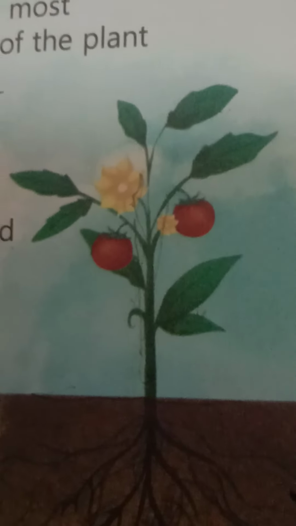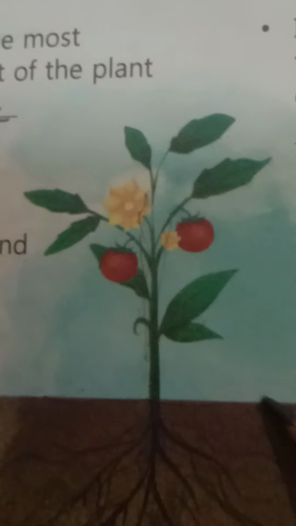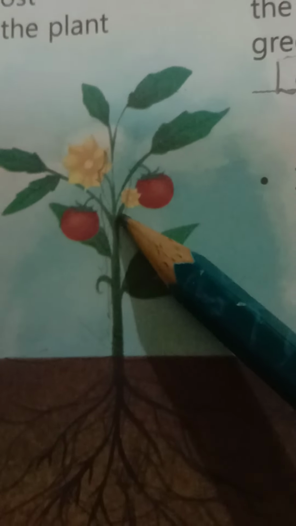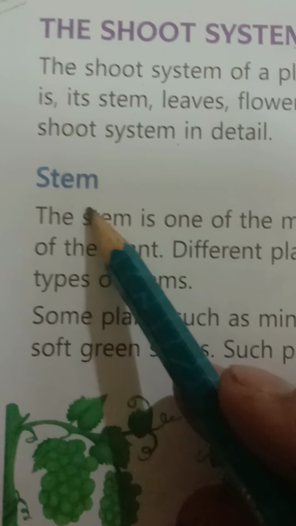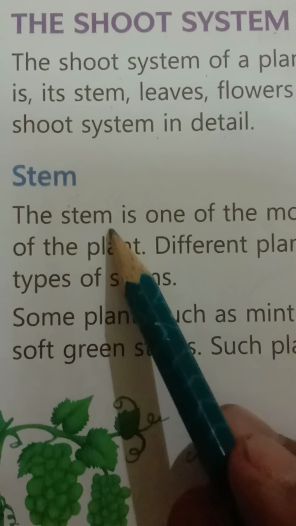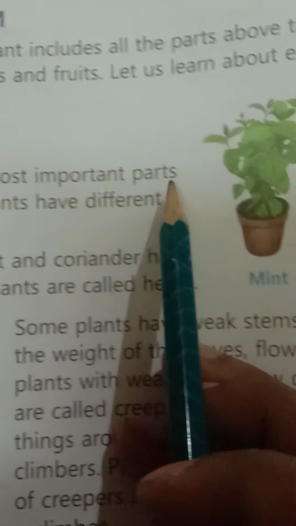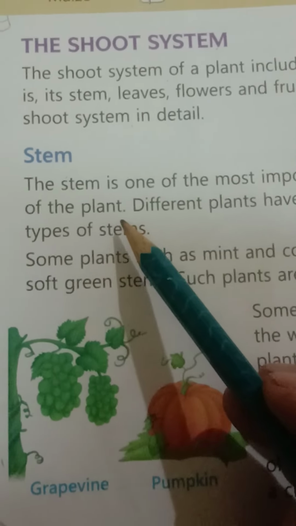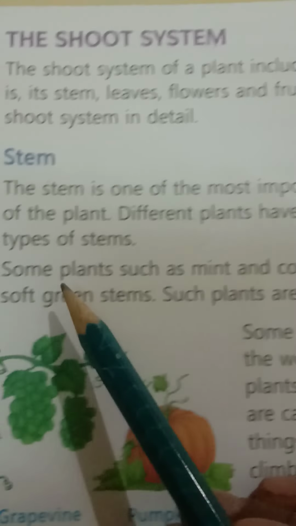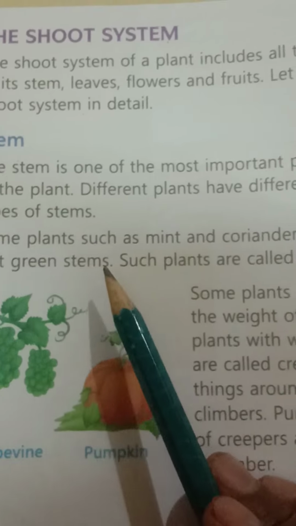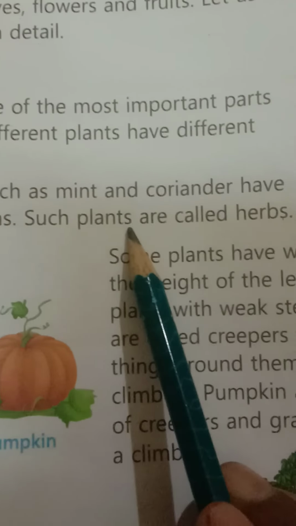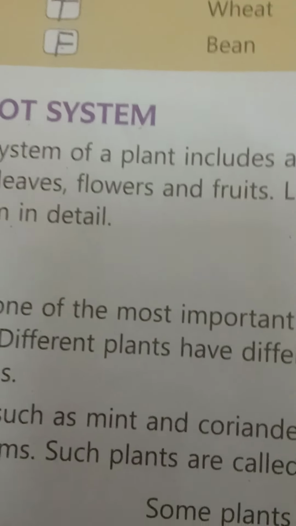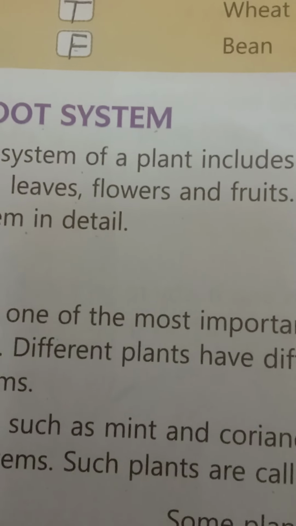So student, what kind of parts are there in the shoot system? Yes, there are stem, leaf, flowers, fruits. Now student, stem. The stem is one of the most important parts of the plant. Different plants have different types of stem. Some plants such as mint and coriander have soft green stems. Such plants are called herbs.